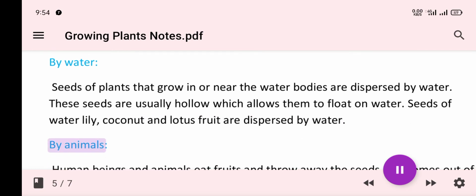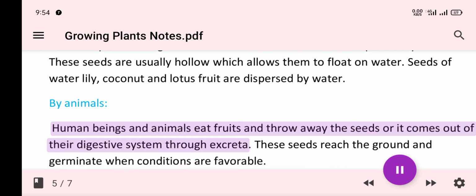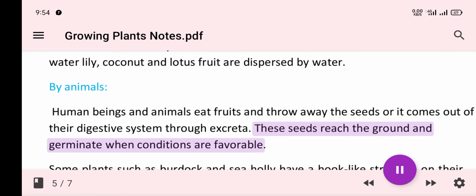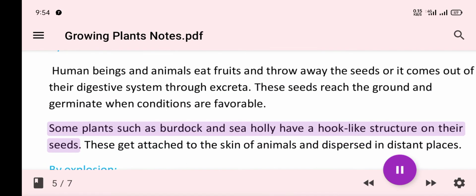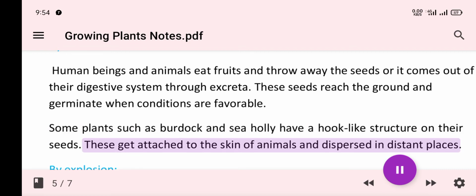By animals. Human beings and animals eat fruits and throw away the seeds, or they come out of their digestive system through excreta. These seeds reach the ground and germinate when conditions are favorable. Some plants such as burdock and sea holly have a hook-like structure on their seeds. These get attached to the skin of animals and are dispersed in distant places.